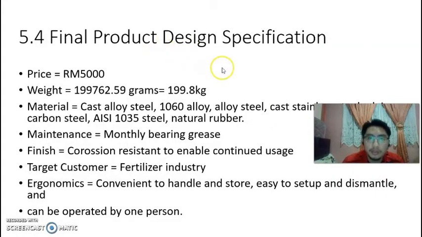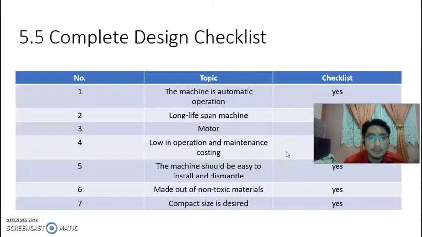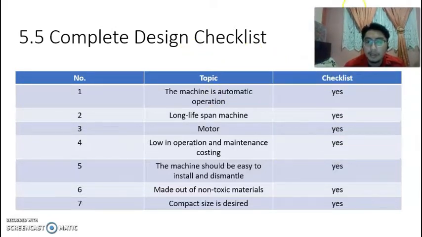Okay, we move to the final product design specification. The price is about 5,000, and this is the normal price for a normal size mixer machine, a concrete mixer machine. These are the specs, and this one is the complete design checklist. Actually, this is some of the checklist.